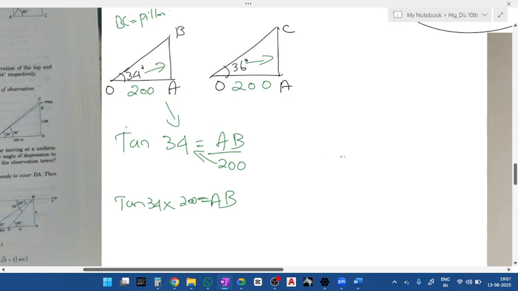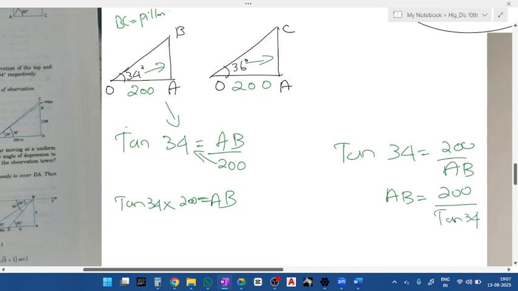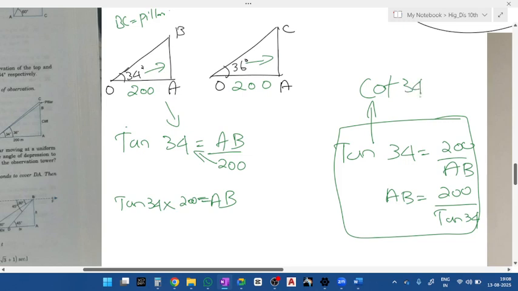Multiplying. Okay. See, if the perpendicular value was given, students, if it was 200 divided by AB, now tell me, if you want to find AB, do you multiply or divide? For the right one, students, do you multiply or divide? Dividing, right? So do we use tan or cot for the second one? If you're dividing, we know the value is going to be tough. So what will you use, tan or cot? Use cot 34, and later convert cot 34 into tan, only if the perpendicular is given.